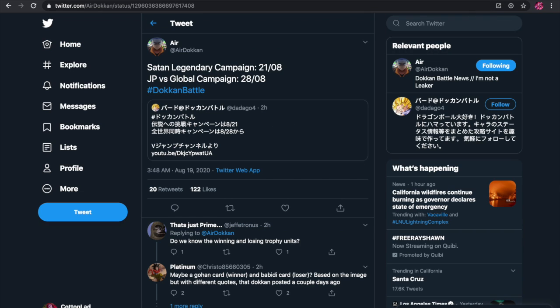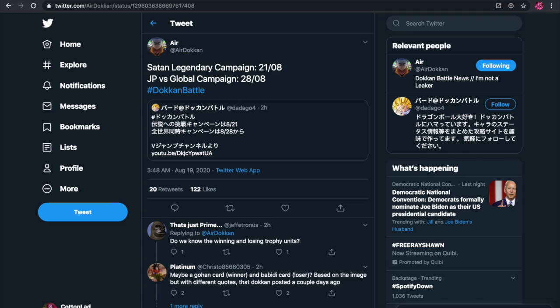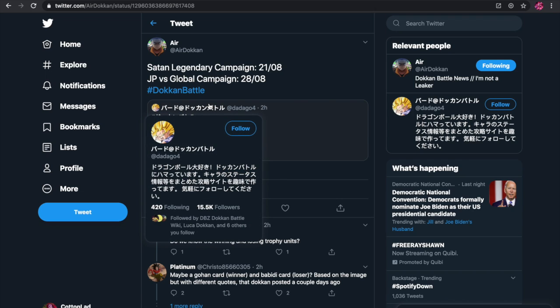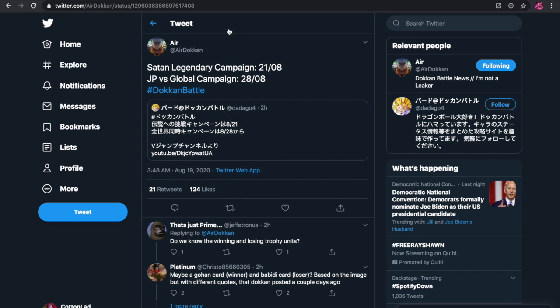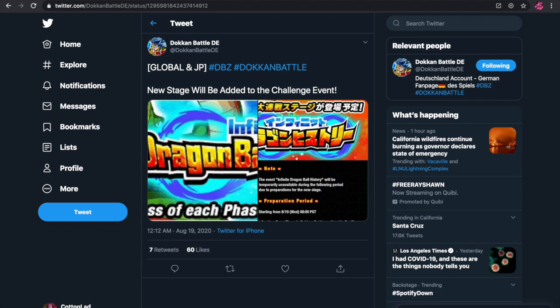Then we go on to the next tweet. So, also by Air Dokkan, there's going to be a Satan Legendary campaign. As we know, I already covered that in another video. But there's also going to be a global versus JP campaign on the 28th. So again, it is translated from this tweet. So we should expect a campaign, global versus JP, as they did it last year as well.